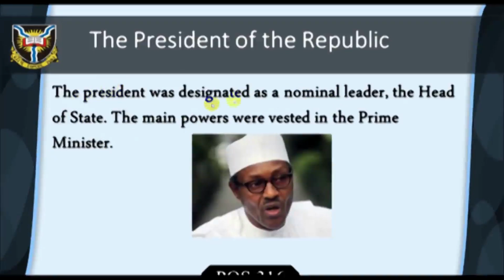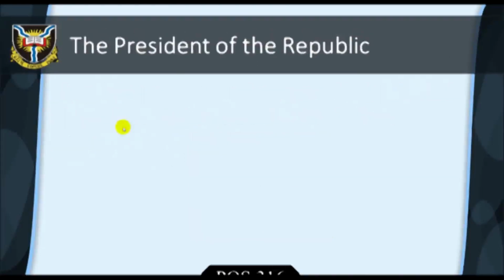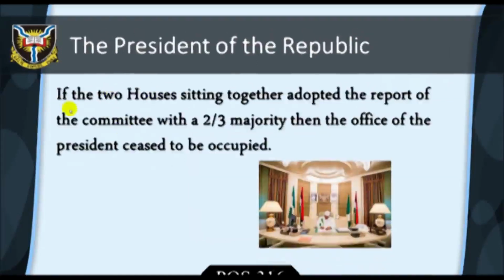The President was designated as the nominal leader, the head of state. The main powers were vested in the Prime Minister. An anticipatory clause was made for the Prime Minister to advise the President to appoint someone who was not elected as a minister. The President was vested with powers of identifying an individual in the legislature who influenced a number of people as a Prime Minister. If the two houses sitting together adopted the report of the committee with a 2/3 majority, then the office of the President ceased to be occupied.